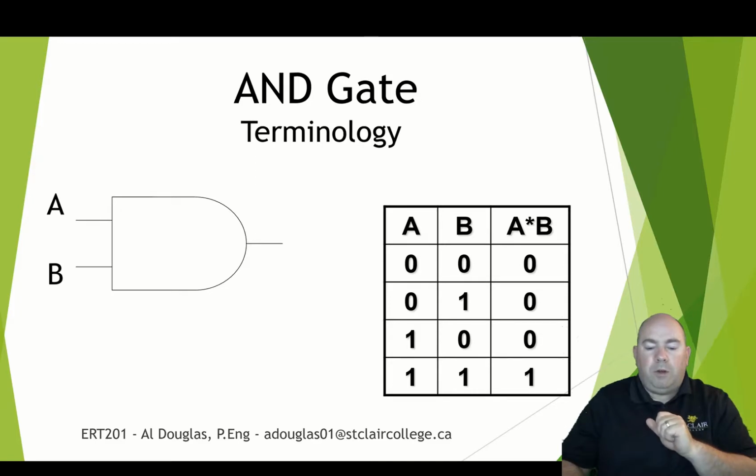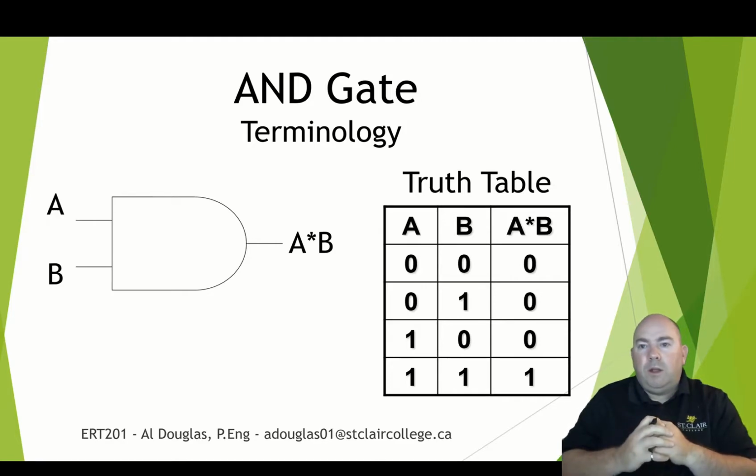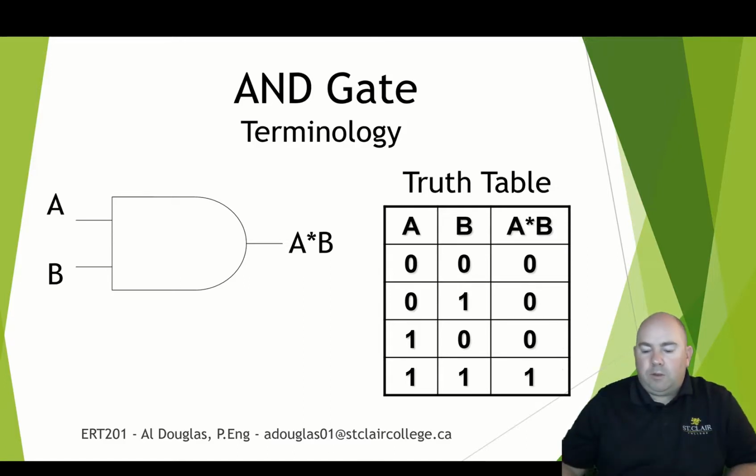We can also generate what's called a truth table for this gate. If we have two different inputs, there are four different combinations of inputs that we could have. This truth table will show us what the results would be for each of those four combinations. Like we said before, this produces an output of one, or on, or true, if both A and B are also one and true.